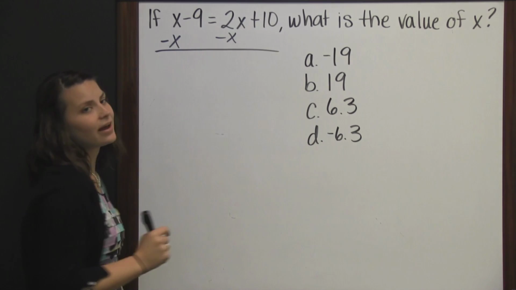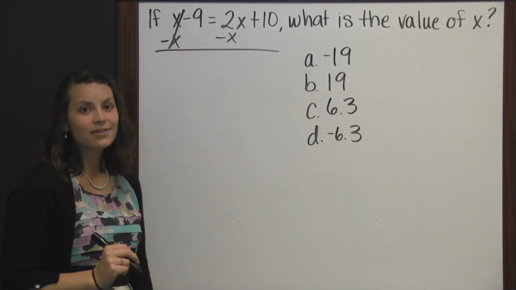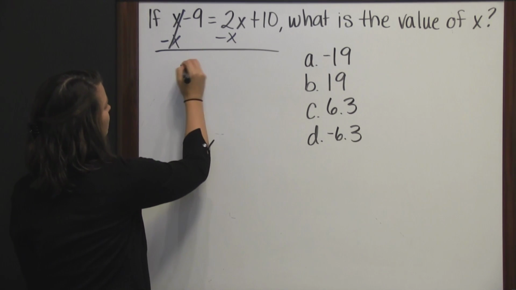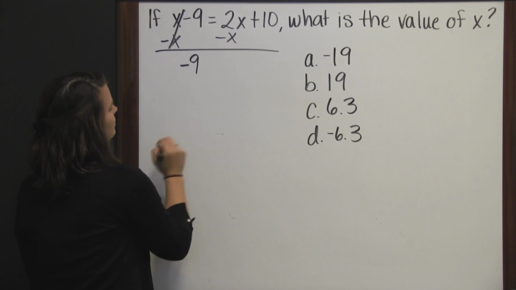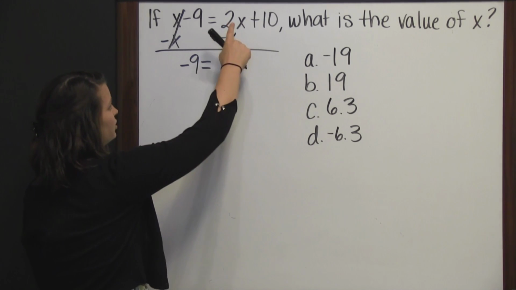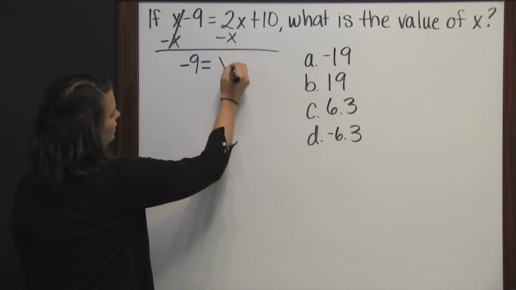X minus x is 0. They cancel because they're additive inverses of each other. So on the left side, we're left with negative 9. We bring down our equal sign. Then we have 2x minus x, which gives us simply x.